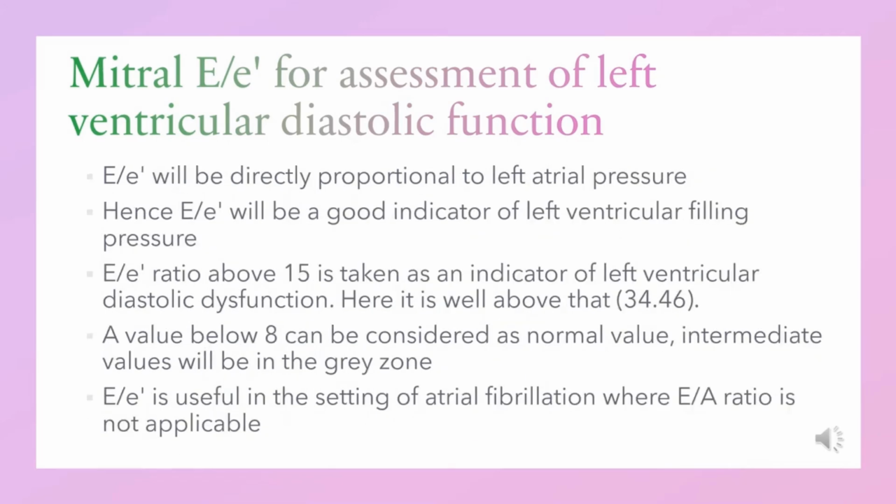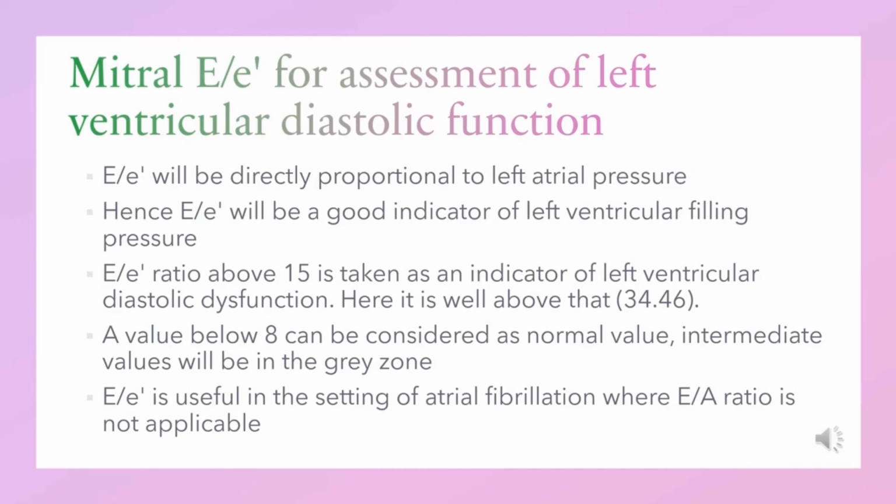E by E prime will be directly proportional to the left atrial pressure. Hence, this value is a good indicator of left ventricular filling pressure. An E by E prime ratio above 15 is taken as an indicator of left ventricular diastolic dysfunction. In the case demonstrated, it is well above that, being 34.46.